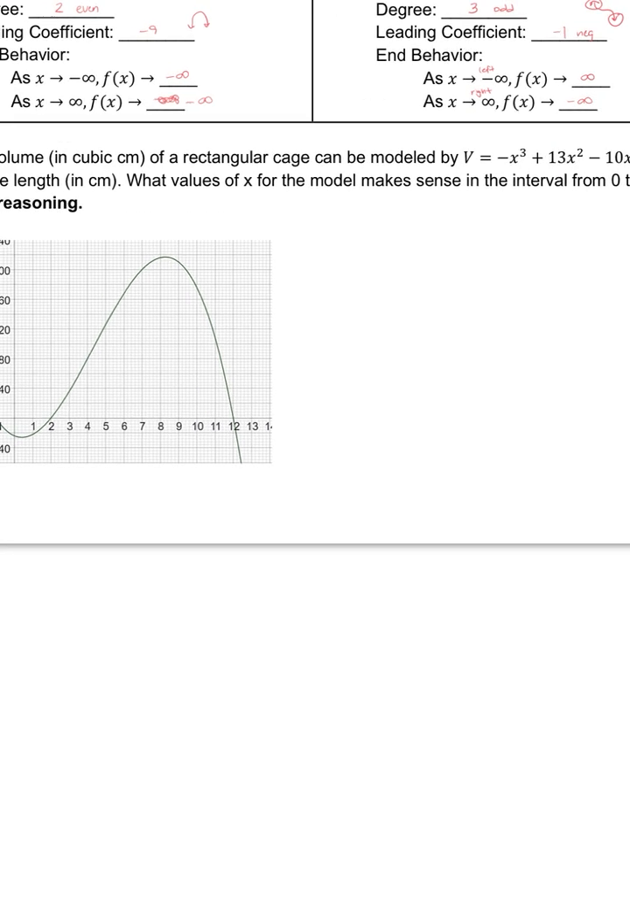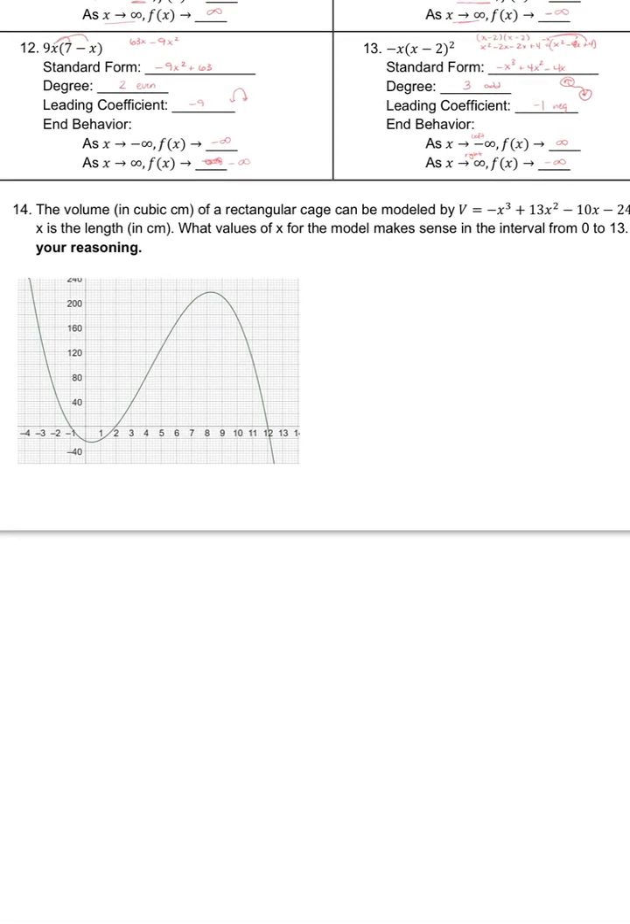This next question is a little wonky. So the volume in cubic centimeters of a rectangular cage can be modeled by that formula, where x is the length in centimeters. So what values of x for the model make sense in the interval from 0 to 13? So first of all, you need to understand what the question is getting to. So if x is length, then x can only be positive.